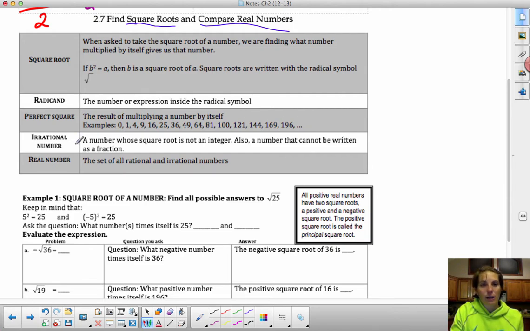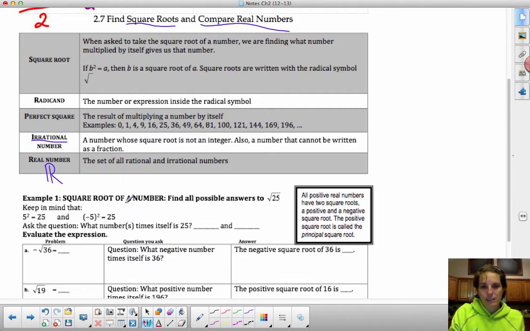The next word is irrational number. Remember, we've already talked about those. Those are numbers whose square root is not an integer, or a number that cannot be written as a fraction. By definition, irrational means we can't write it as a fraction. The last vocabulary word is the real number system. Remember, we talked about that in section 2.1. That's the symbol that looks like a paragraph sign, but it's actually an R, and it's all the numbers that we've ever been familiar with. There are also imaginary numbers, which happen when there's a negative under the square root, but we're not going to have those under the radical. Maybe on the outside, but not under.